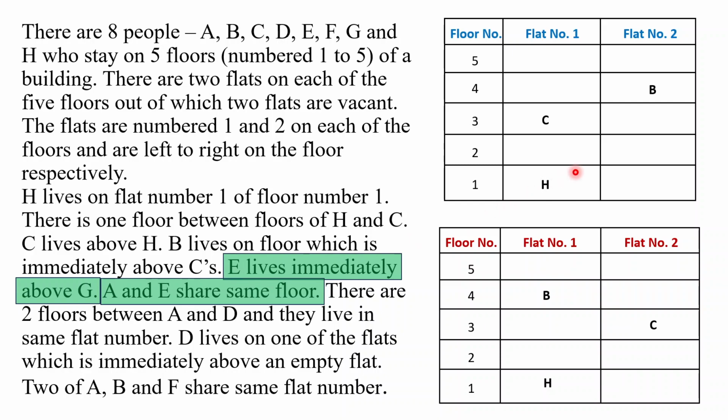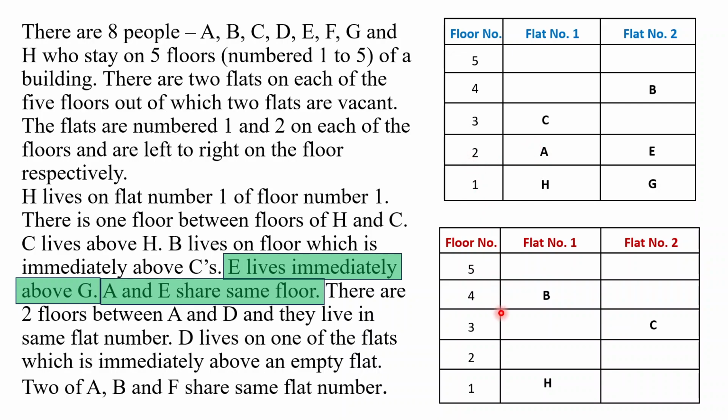So in case number 1, let's suppose G is placed here in flat number 2 of floor number 1. Then above G, E is living, means E will be living here in flat number 2 of floor number 2. Okay. Now next it is given that A and E share same floor, means A will be living here in flat number 1 of floor number 2 in case number 1.